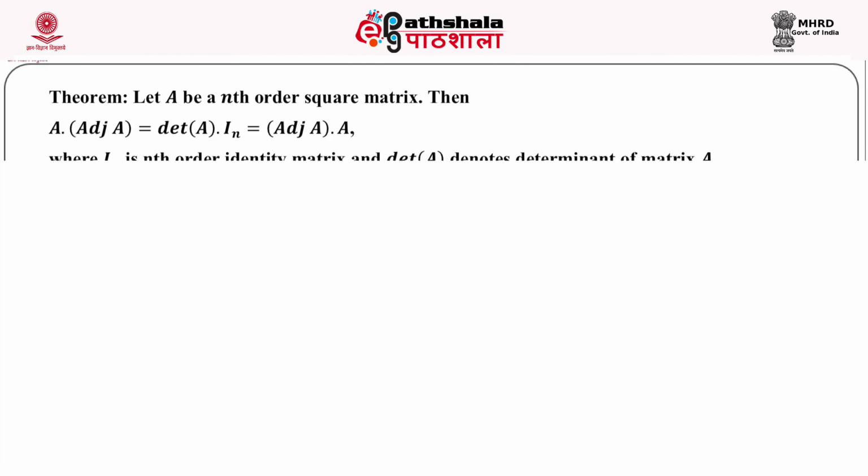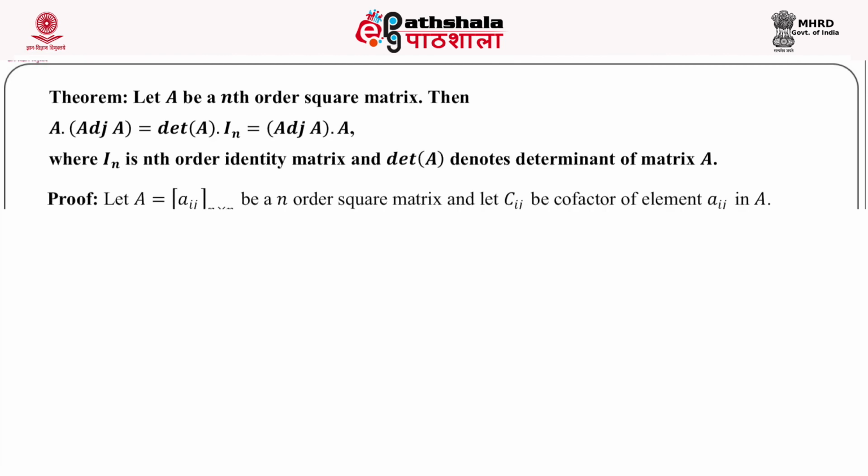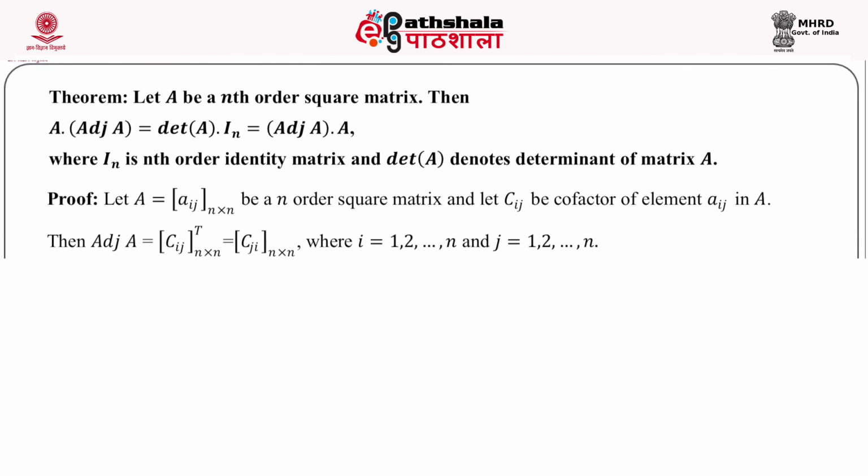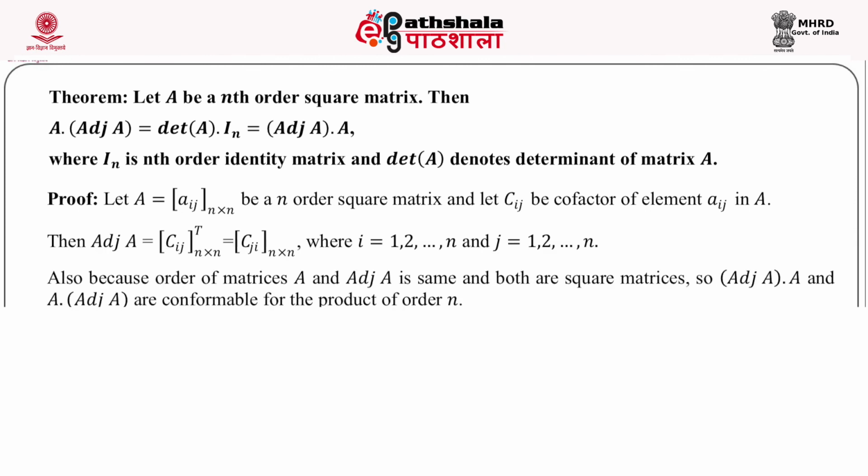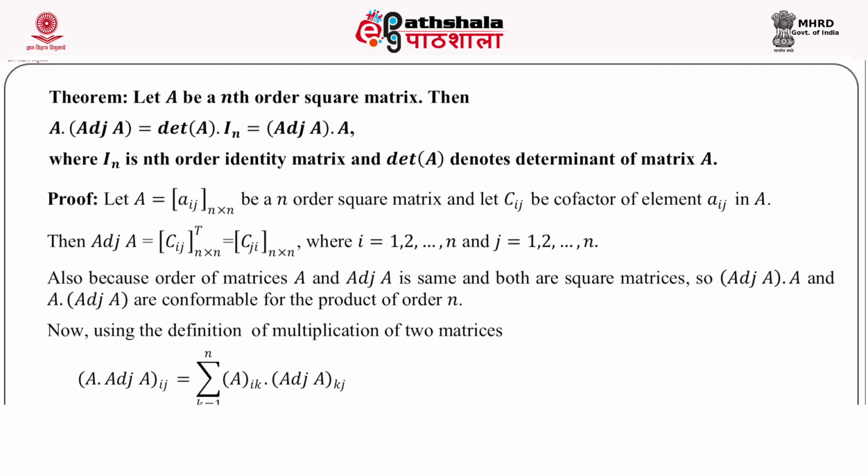Now let A be an nth order square matrix, then A into adjoint of A is equal to determinant of A into the identity matrix of nth order, which is equal to adjoint of A into A. Here In represents the nth order identity matrix and determinant of A is denoted by the determinant of the matrix. Let us find a proof of this theorem.